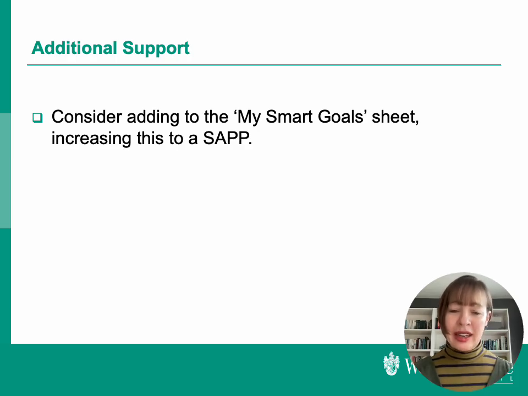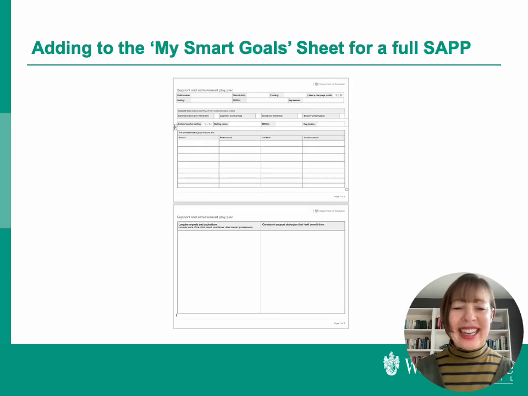But where you're recognising that the child has got higher needs, go to the first 2 pages and increase the My Smart Goals sheet to SAPP level. So that means more of a sit-down meeting with parents or carers to complete the first 2 pages. The first 2 pages of the SAPP are again in PDF form on the DfE website, and we're yet to produce a Word version of them, although we do have a version with text boxes if you want to type.